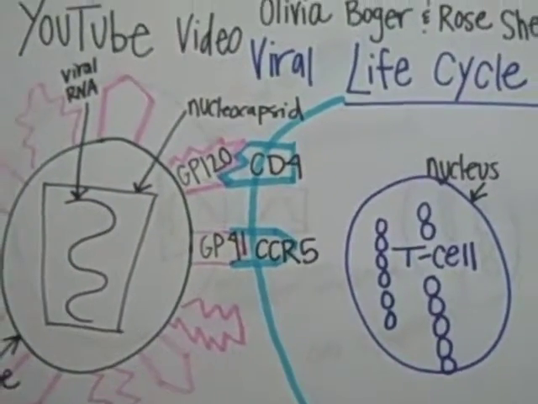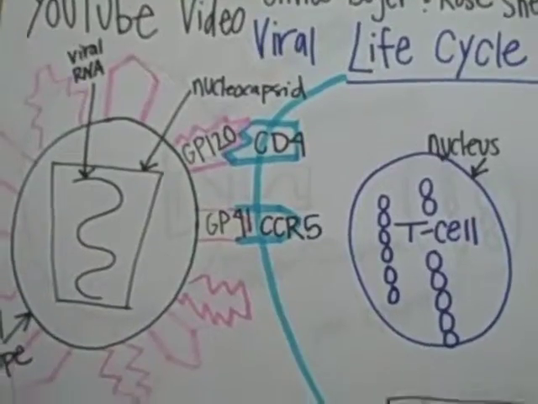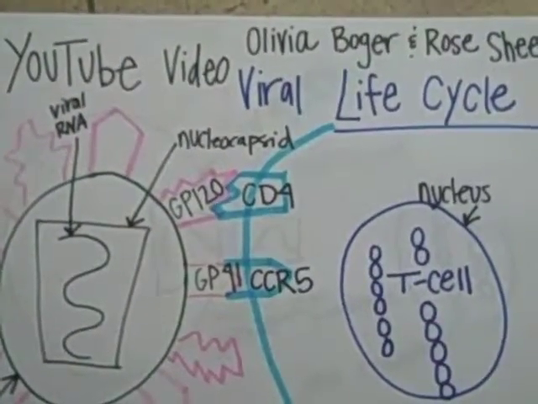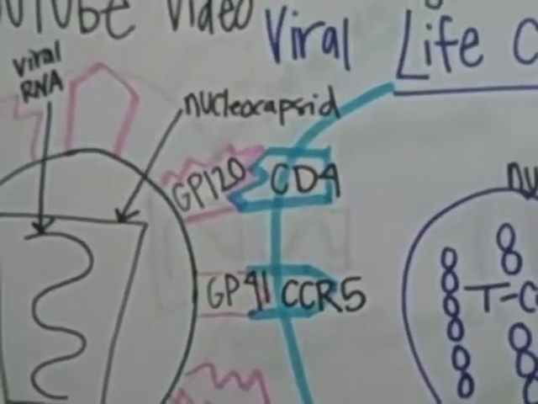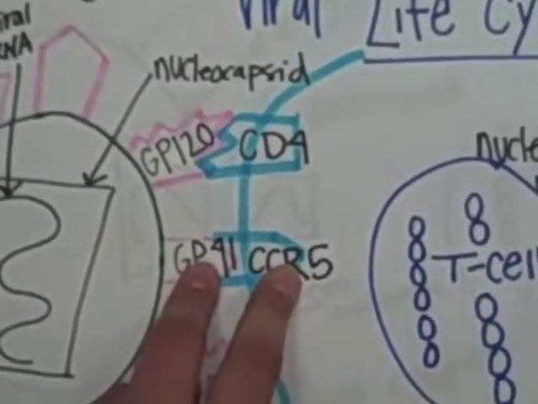On the surface of the viral envelope are the proteins GP120 and GP41. Once GP120 attaches itself to CD4, its three proteins spread apart. This lets the GP41 protein, usually hidden by the GP120 proteins, become exposed and bind to CCR5.